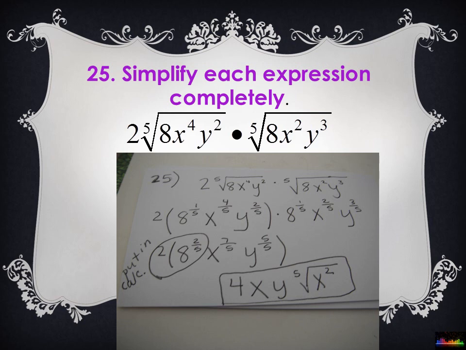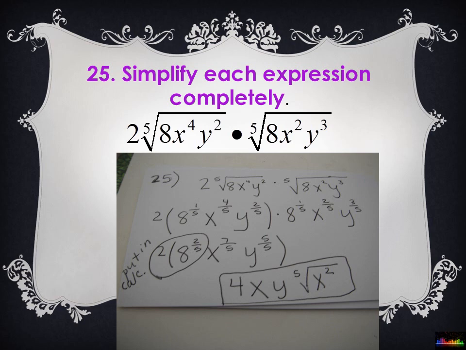You can change everything into rational exponent form, so you have 2 on the outside times 8 to the 1/5, x to the 4/5, y to the 2/5. Gotta remember it's exponent over index. Then times 8 to the 1/5, x to the 2/5, y to the 3/5. We have our 8 to the 2/5 times 2. You can put that in your calculator and you get 4.